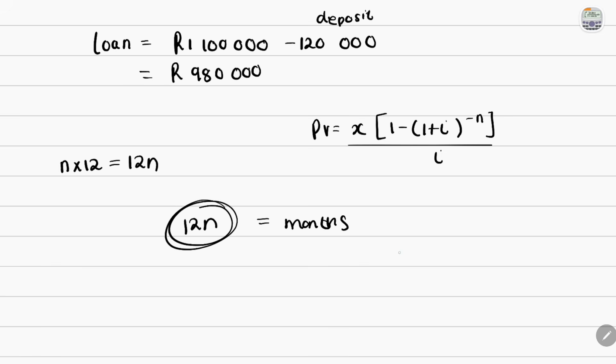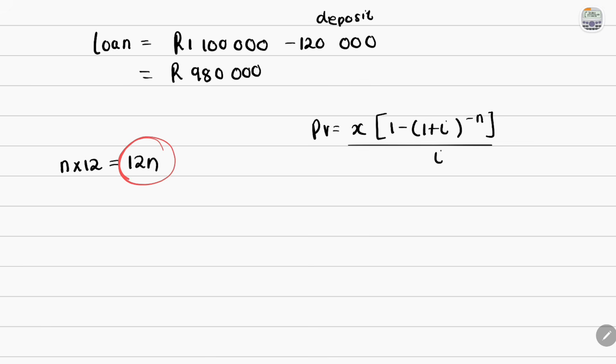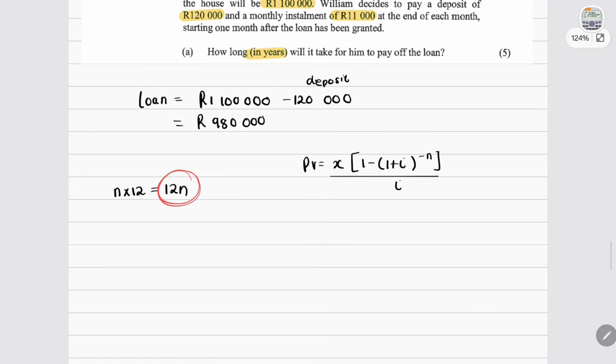You know that 12 months make 1 year. So if you were trying to convert from months to years, you'd just divide by 12, okay? For example, 24 months divided by 12 gives you 2 years. So just keep that in mind. We're going to have to do that, and that is why I'm going to call this 12n. Let's keep it as that.